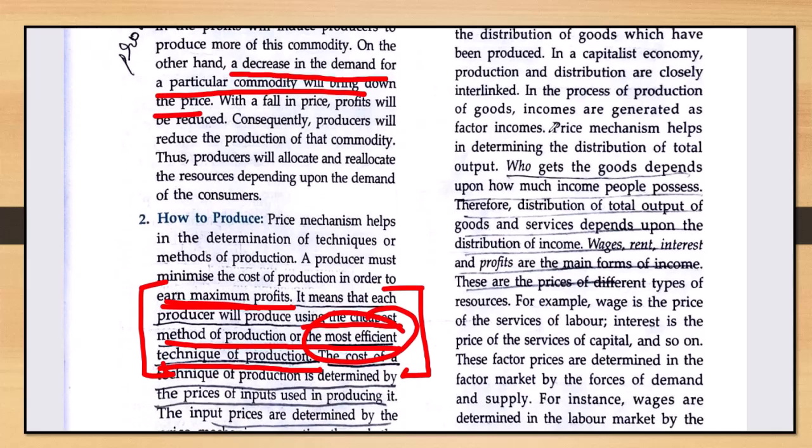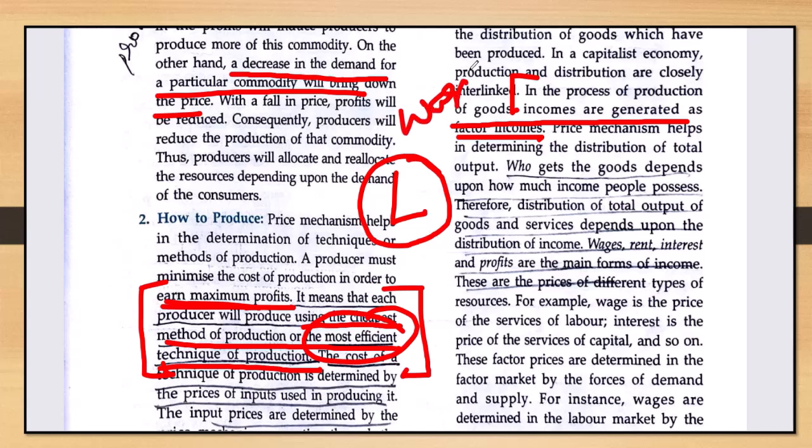So here is the decision. In the process of production of goods and services, incomes are generated as factor incomes. We all know that while goods and services are being produced, we are using labor and land. So if labor is used, the labor gets income in the form of wages. In the process of production of goods and services, incomes are generated as factor incomes.